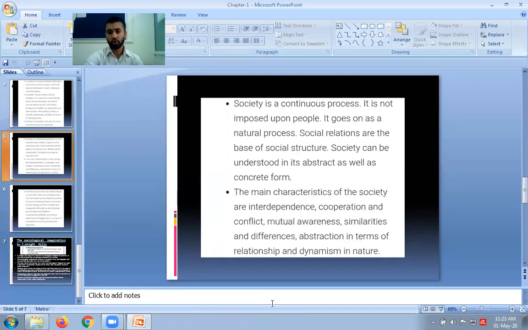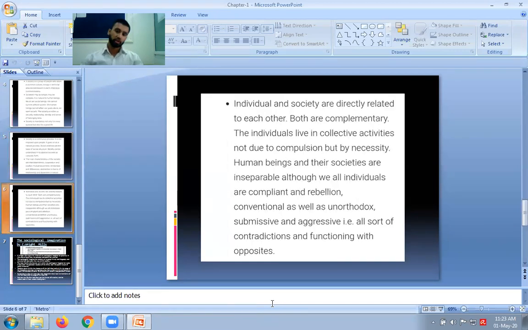Then I'm going to talk about what? Okay, individual and society, right? We all know that individual and society are directly related to each other. Both are complementary, right? Complementary means they both complete each other. They are incomplete without the existence of the other. If society is not there, human beings are incomplete. And if human beings are not there, then society is incomplete, right?